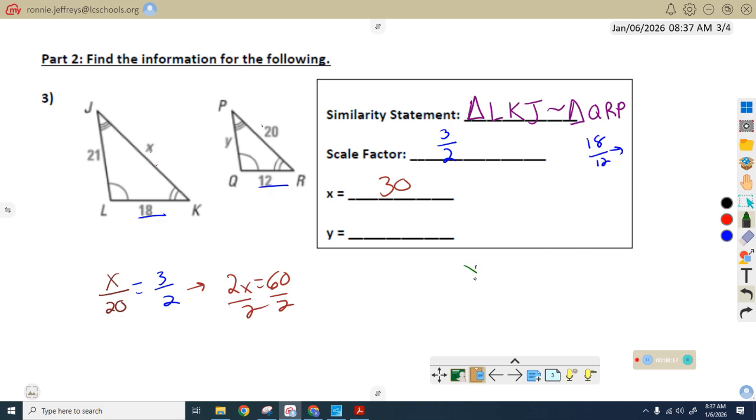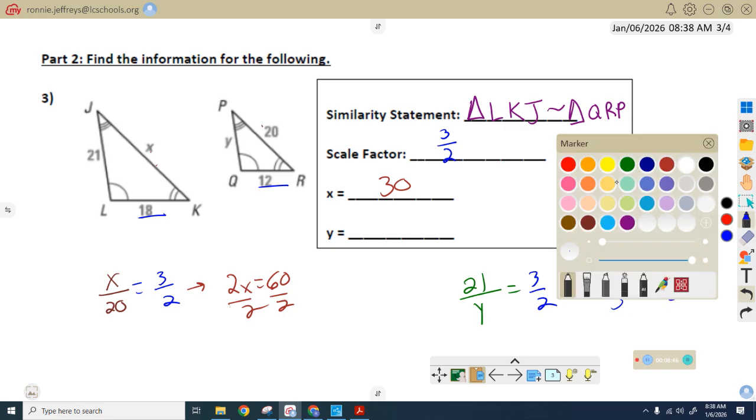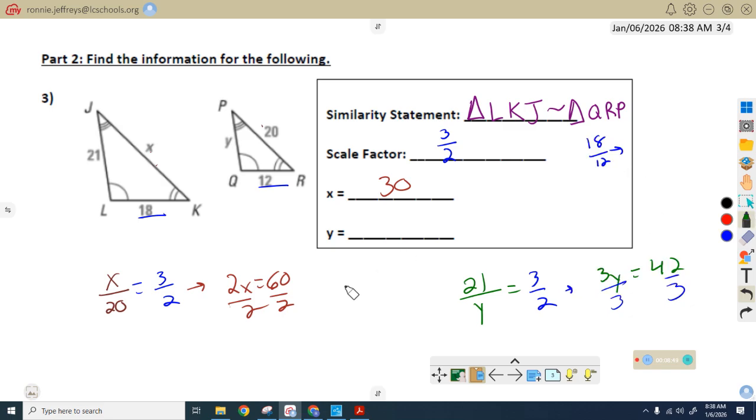And for y, that would go on the bottom. So that would be 21 over y equals 3 over 2. So this becomes 3y equals 42. Divide by 3, divide by 3. Okay, and this is 14.